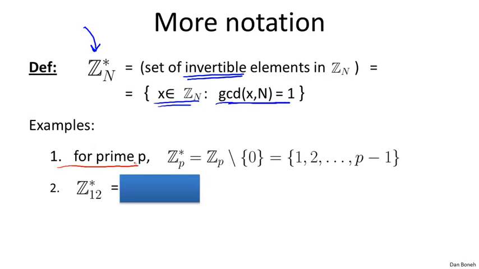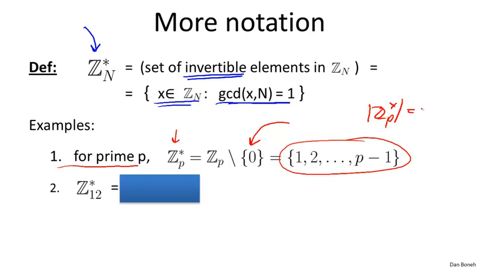Let's start with a prime p. We know that of the integers from 0 to p minus 1, all of them are going to be relatively prime to p, except one integer, namely the integer 0. 0 is not relatively prime to p because the GCD of p and 0 is p, not 1. So if p is a prime, the set Zp star is simply Zp minus 0, which means that everything in Zp star is invertible except for 0. So if you like, the size of Zp star is simply p minus 1.